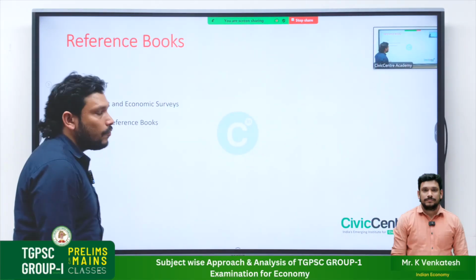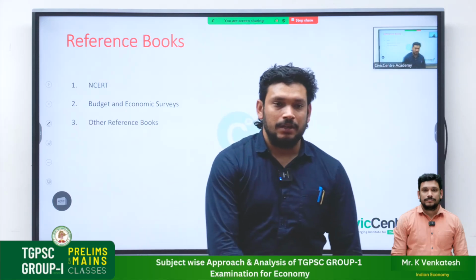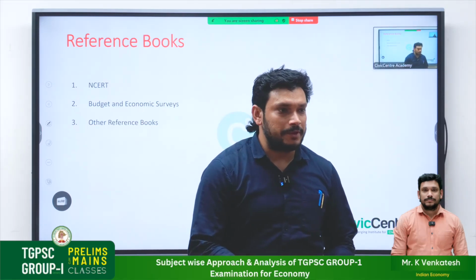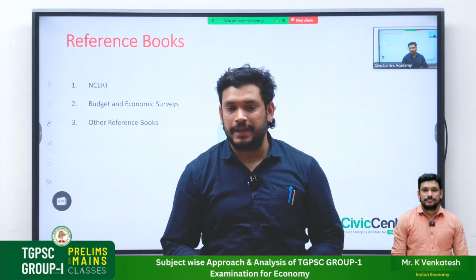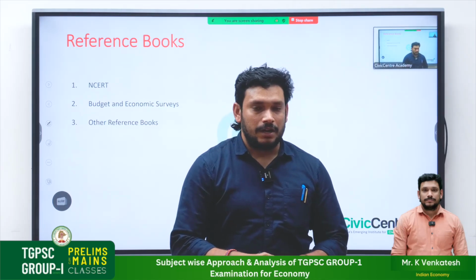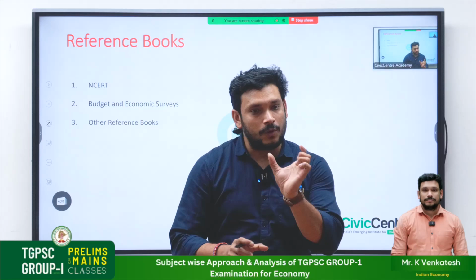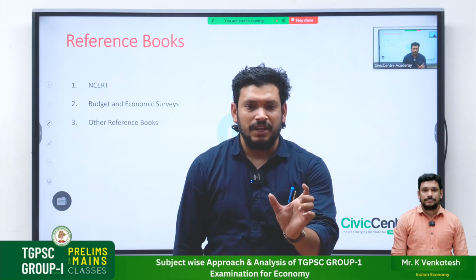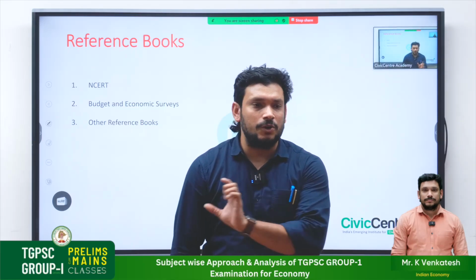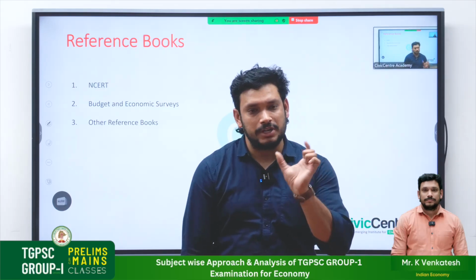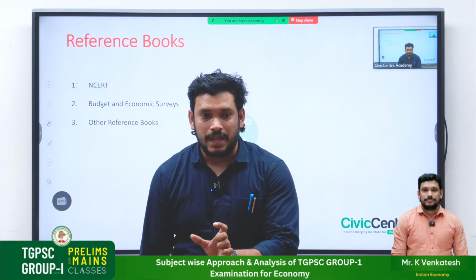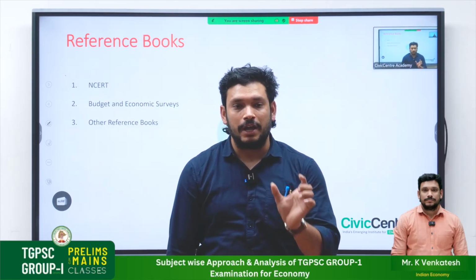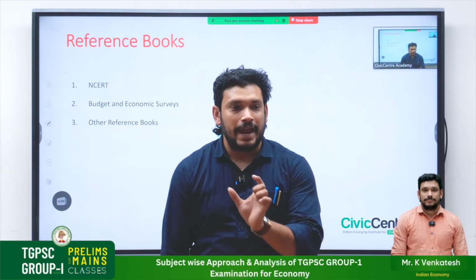So what are the reference books that you need to study? In general, did you prepare for Group 2 previously? If you have prepared for any examination, NCERT books are the core concept that you need to study. Without NCERT books, do not go for any other books. Go first for NCERT books, class 11 and class 12. There is a book called Economic Development for class 11 and class 12.